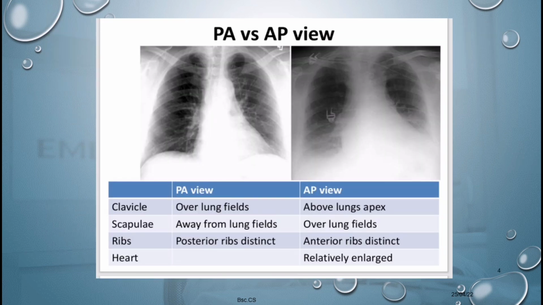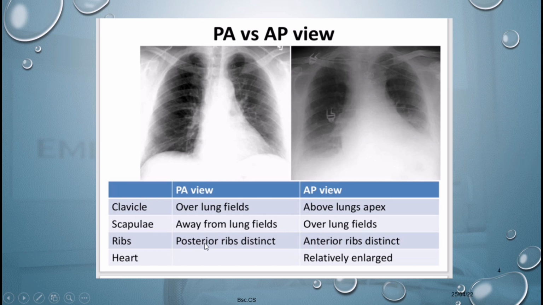Then for PA versus AP view, to differentiate between the two: the clavicles in a posterior anterior view are actually over the lung fields, but in anterior posterior views they are above the lung apex. Then the scapula in posterior anterior is away from the lung fields, while in anterior posterior it is over the lung fields.